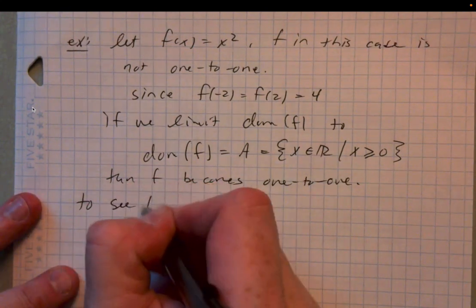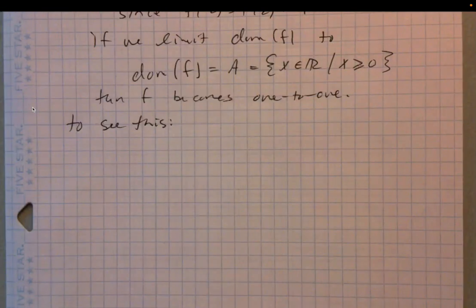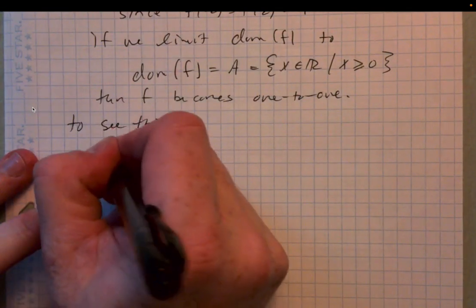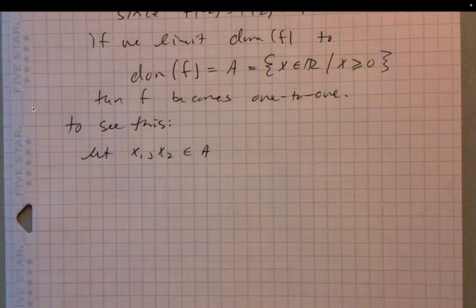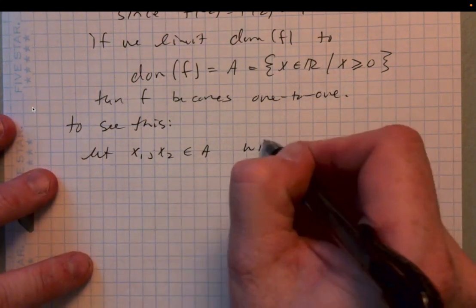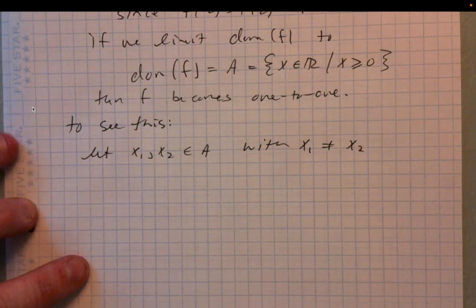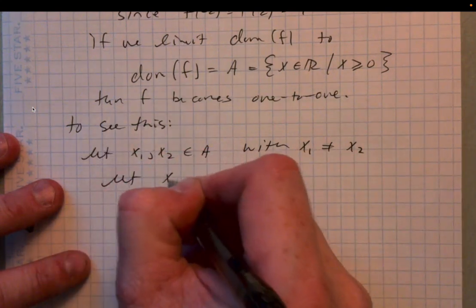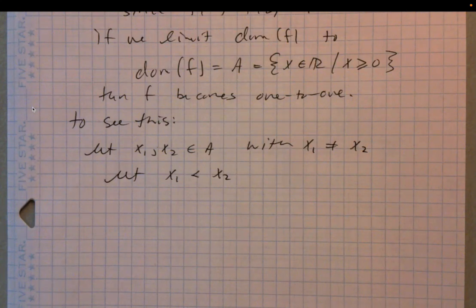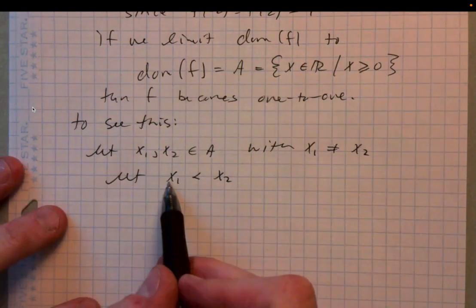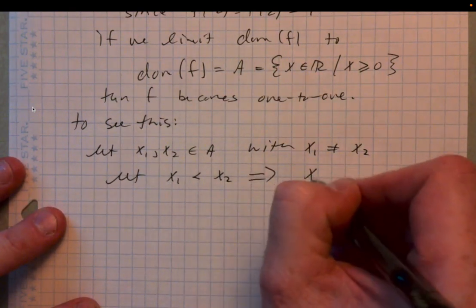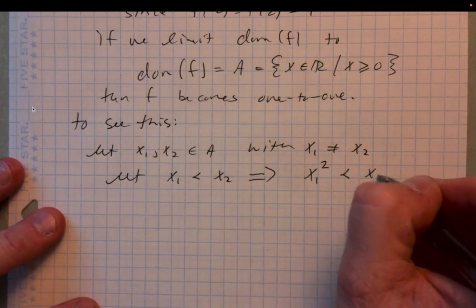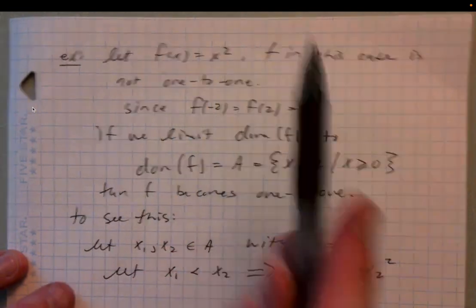To see this, and this is just a good example of how to show one-to-oneness, let's let x1 and x2 be in A. What we need to show then, with x1 not equal to x2, and in this case, let's suppose that one is less than the other. So let's let x1 be less than x2. What we need to show is that if x1 and x2 are not equal, then they can't map to the same element ever, right? So if x1 is less than x2, then logically speaking, x1 squared will be less than x2 squared. Remember, we're talking about the function f of x equals x squared.